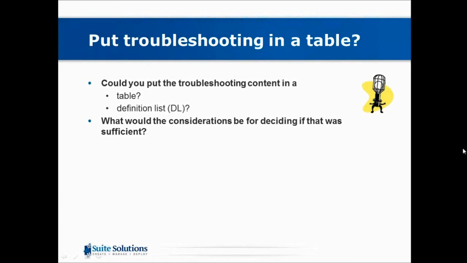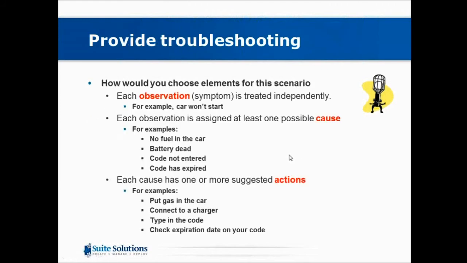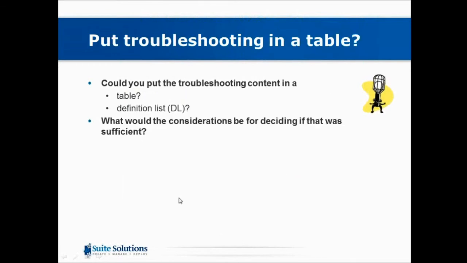Okay. Let me just go back on this and make sure this is important. So again, we had observations, causes, and actions. In the scenario that we imagined, each observation must have, according to our rules, at least one cause, and each cause must have at least one suggested action.